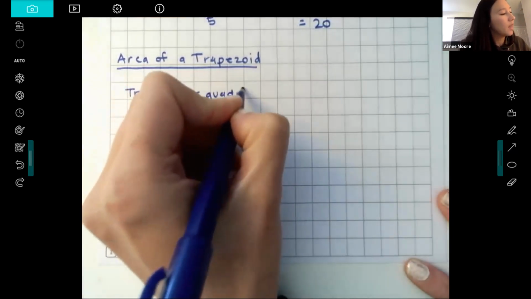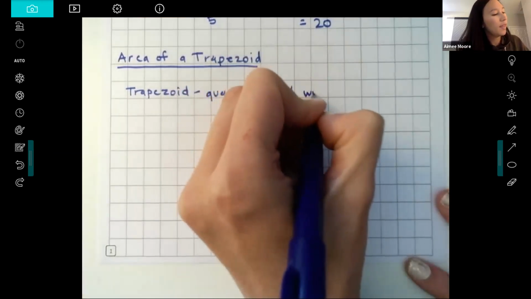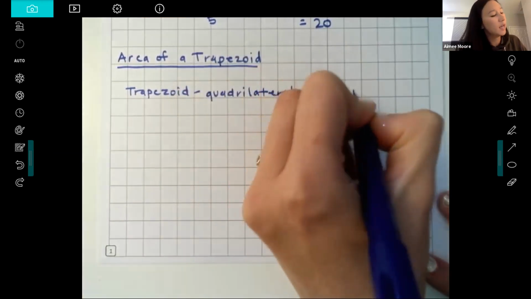Okay, next we're going to do the area of a trapezoid, which is a quadrilateral with, this time, only one pair of parallel sides.